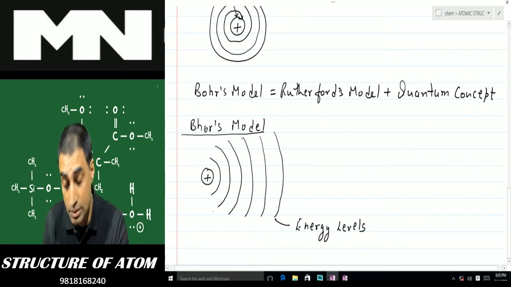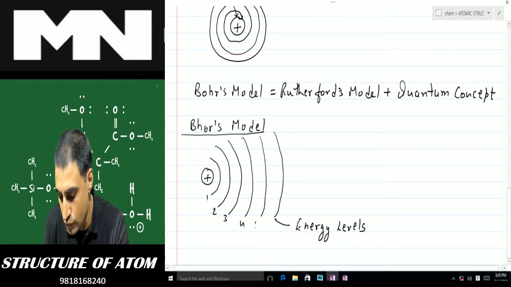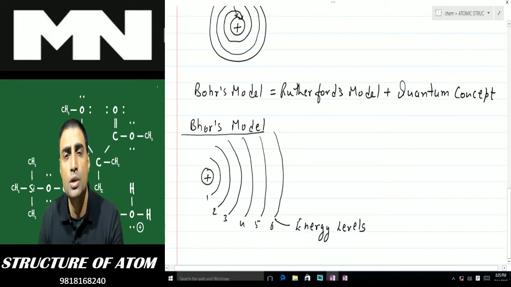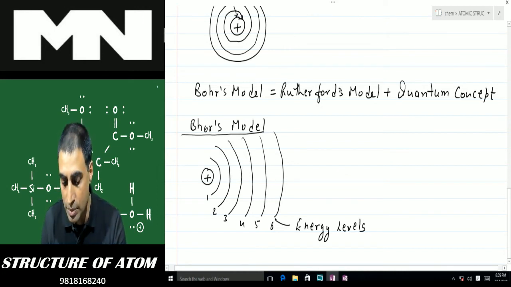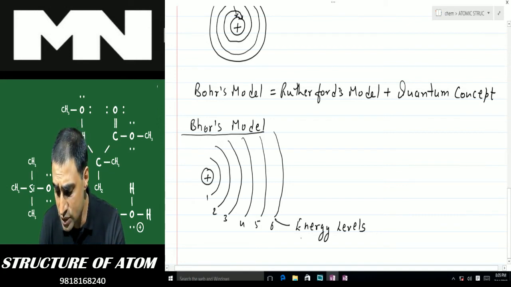Now here you can assign them some numbers like 1, 2, 3, 4, 5, 6. So according to Bohr, an atom consists of a centrally placed nucleus which contains protons and neutrons, and that is the heavier part of an atom. This nucleus is surrounded by circular paths in which the electrons revolve around the nucleus, and those circular paths are known as energy levels.